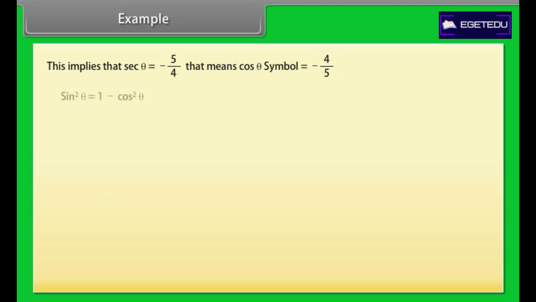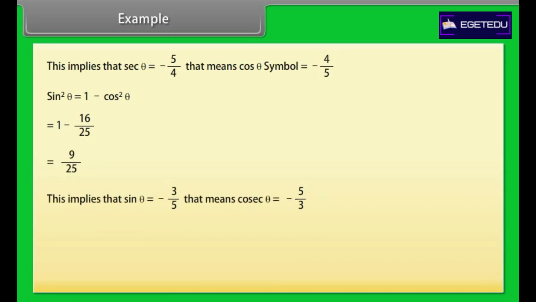Sin square of theta is equal to 1 minus cos square of theta is equal to 1 minus 16 by 25 is equal to 9 by 25. This implies that sin of theta is equal to minus 3 by 5. That means cosec of theta is equal to minus 5 by 3.